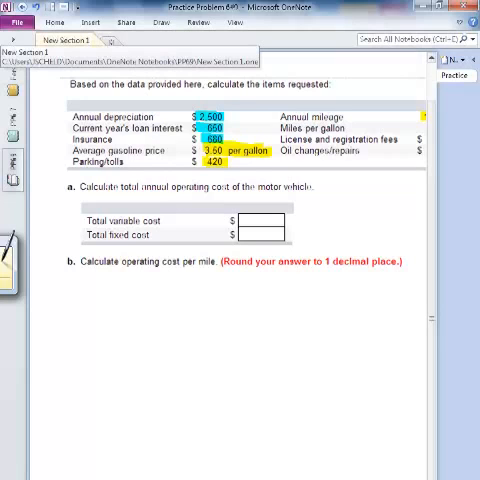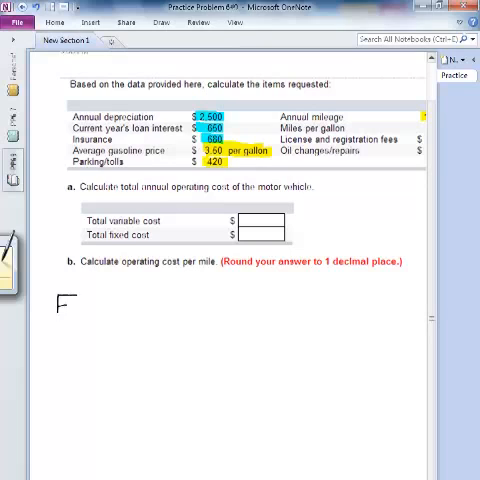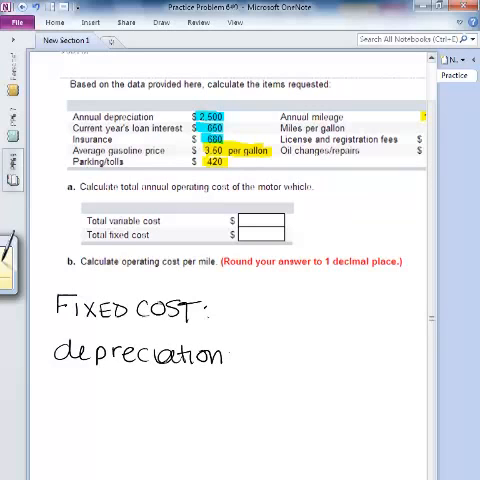Okay, so coming back over here to calculate our total variable and total fixed costs, we're just going to add up the different colors. So I'll add up the blue first as our fixed cost. So for fixed costs, I'm adding up our depreciation, and that is $2,500.